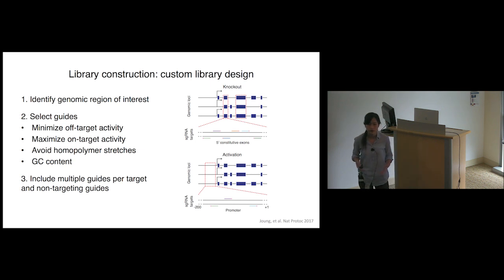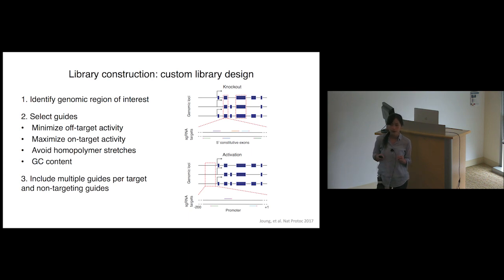And for the general custom library design, we have a script that is very versatile. You feed it a genomic region of interest, and what the script does is it identifies all the guides in that region, and then selects guides based on minimizing the off-target activity and potentially maximizing the on-target activity, and then filters according to other criteria that may hinder oligo synthesis. And generally for these custom library designs, we recommend including multiple guides per gene.